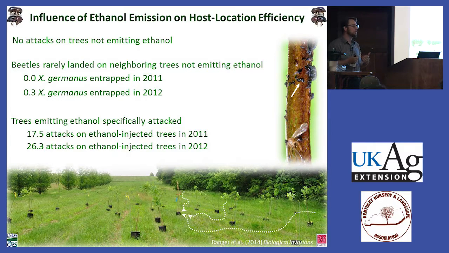Beetles actually rarely landed on the trees that were not emitting ethanol. Essentially, they left the woodlot and flew right towards the tree that was emitting ethanol, and those were the ones that were attacked. We had an average of 17 attacks on these trees in 2011 and 26 in 2012. So again, a very efficient ability to find trees that are emitting ethanol.